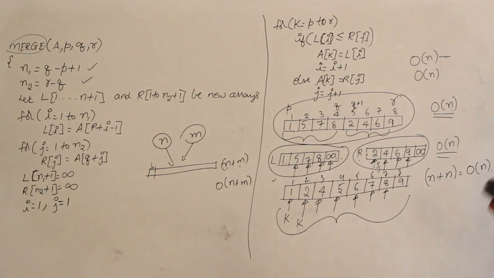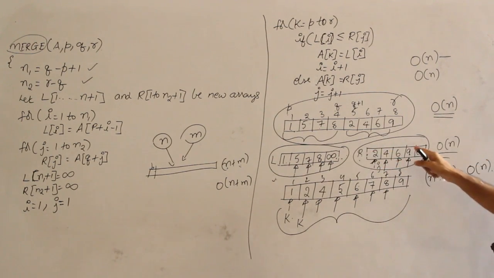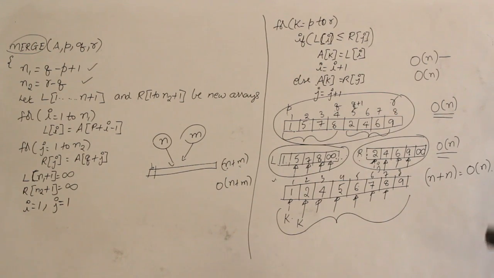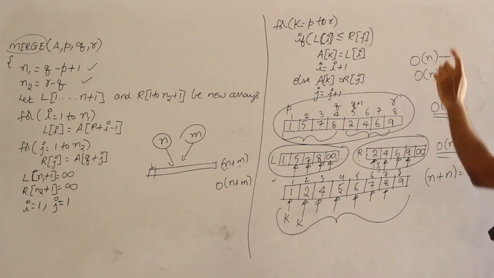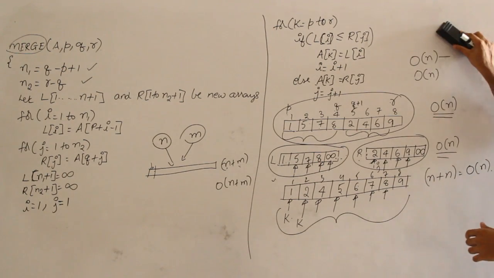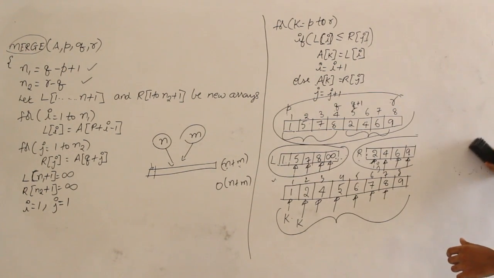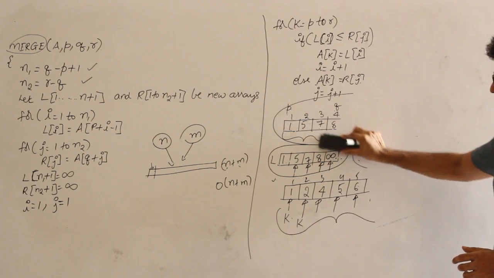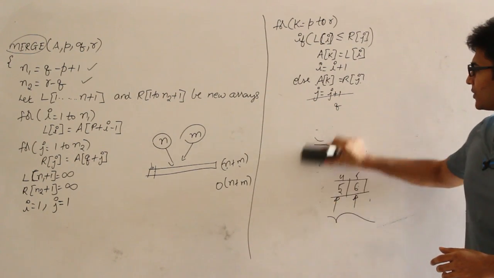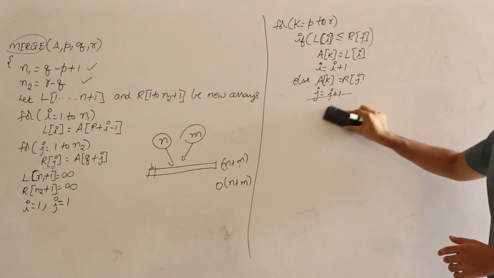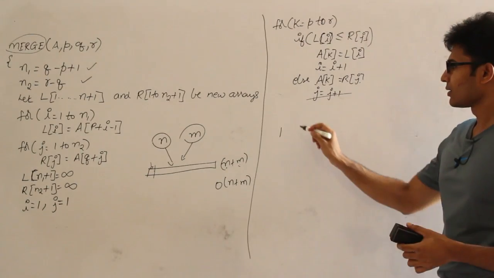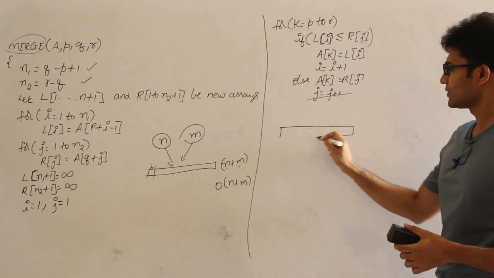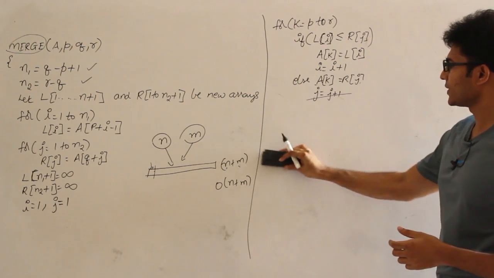So you might have a doubt: why are we adding infinity at the end? I'll explain it. If you understood this, the time complexity is order of n and the space complexity is order of n. Now I'll explain why we should add the infinity at the end. I'll take some other example and explain it. Let's say the given array is like this.